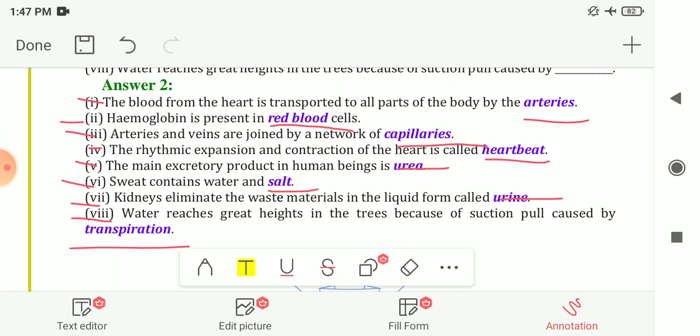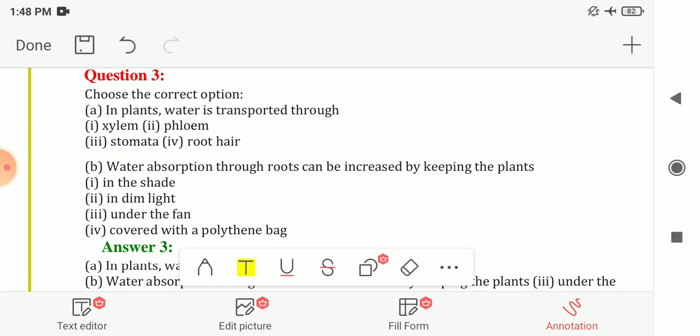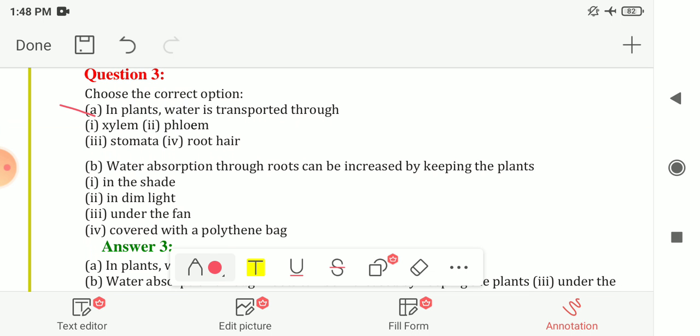Now next is question number 3. That is, choose the correct option. The first MCQ is: in plants water is transported through; the options are xylem, phloem, stomata and root hair. So here your answer is option number 1, that is xylem, which we had already seen in the matching, that in plants water is transported through the vascular tissue known as the xylem.